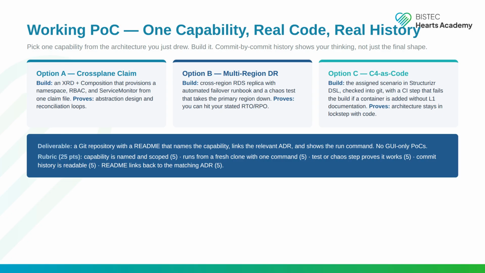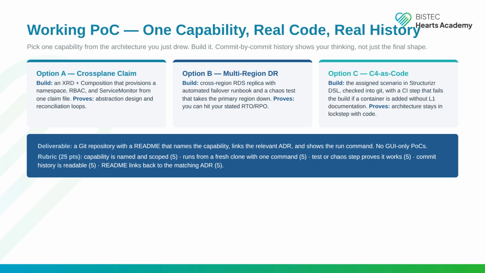Deliverable. A Git repository with a readme that names the capability, links the relevant ADR, and shows the run command. No GUI, only pokes. If the poke cannot run from a fresh clone with one command, it does not prove what you think it proves.